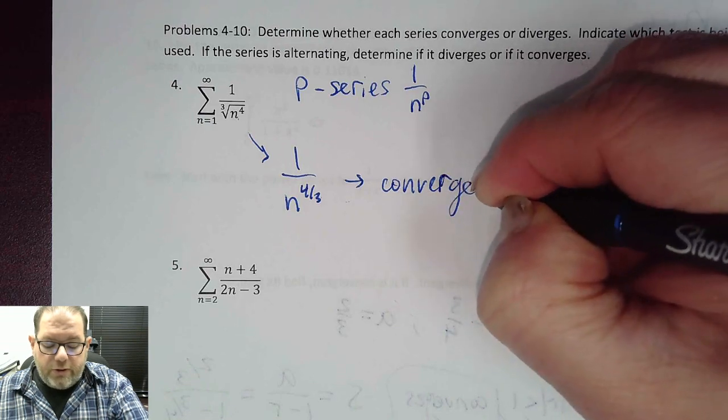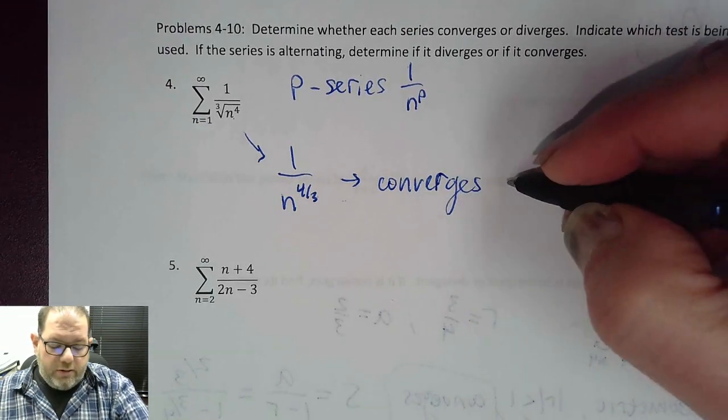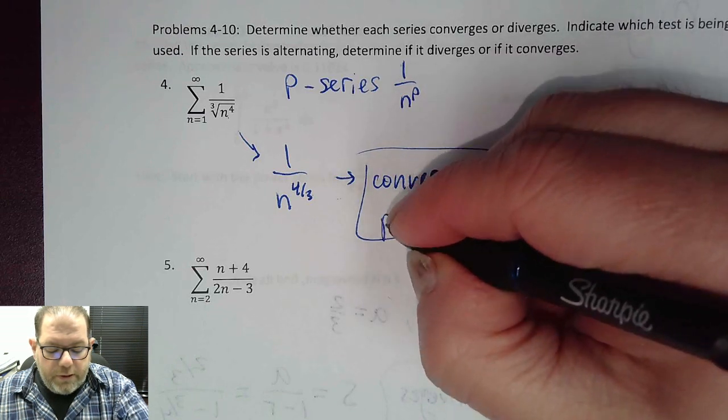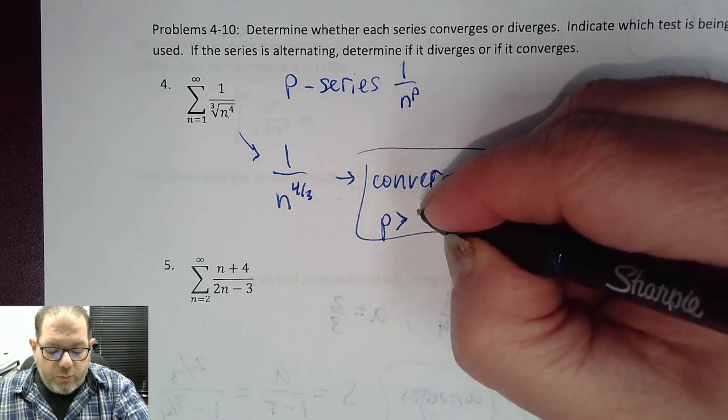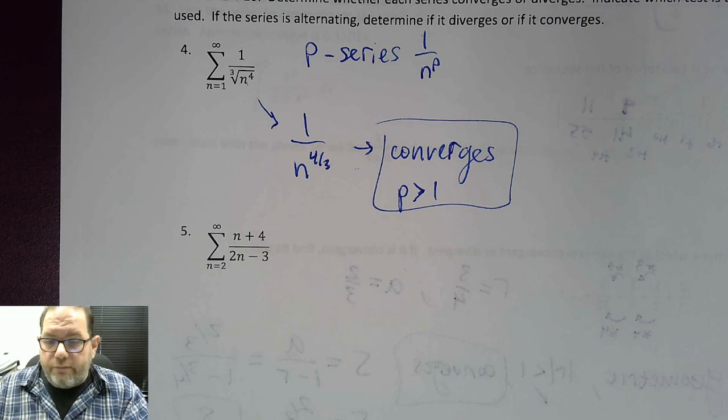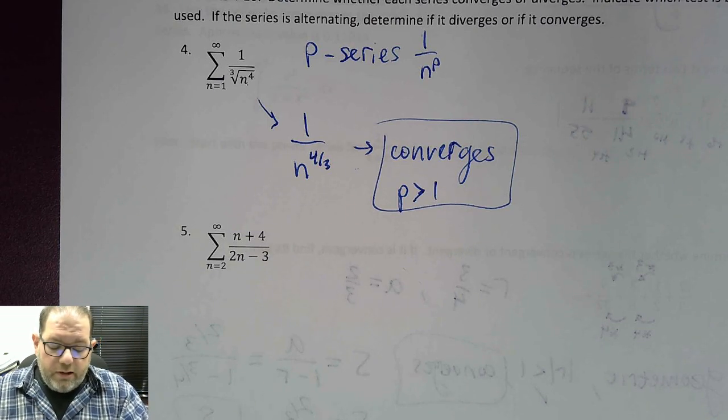And so that is our conclusion. Since p is greater than 1. If it were less than or equal to 1, it would diverge, and then that would give us a different outcome.